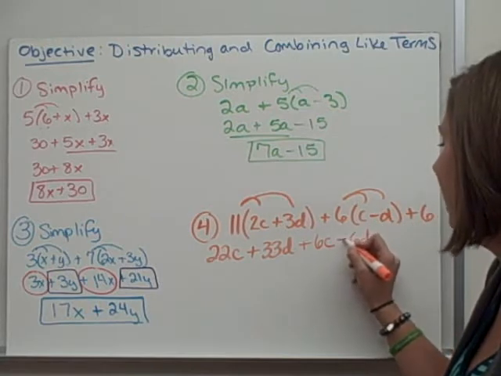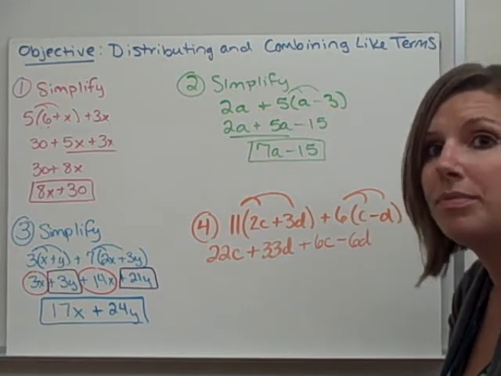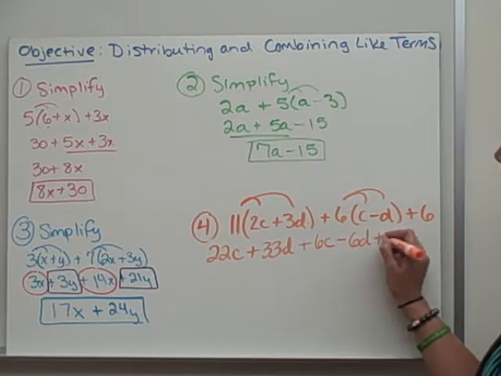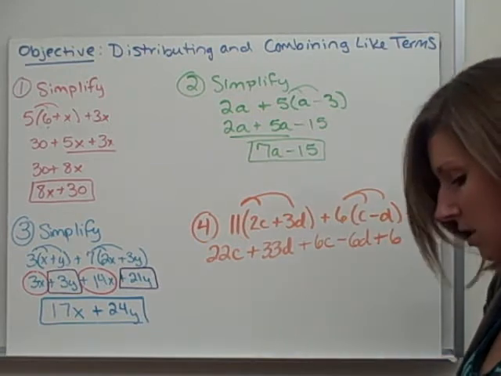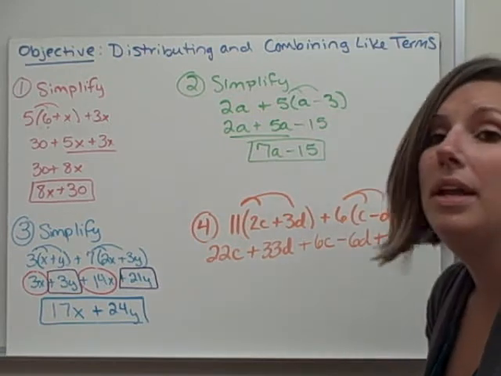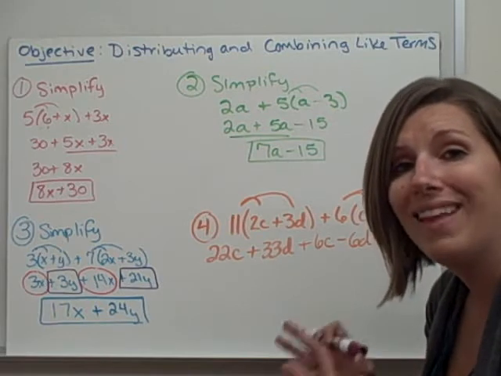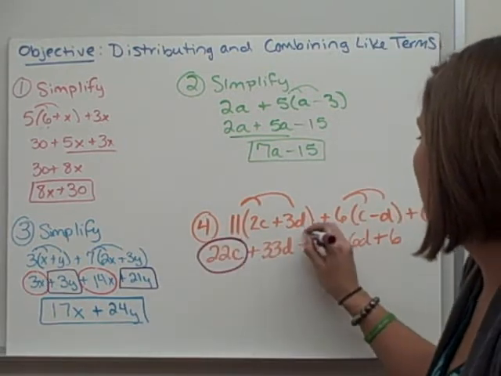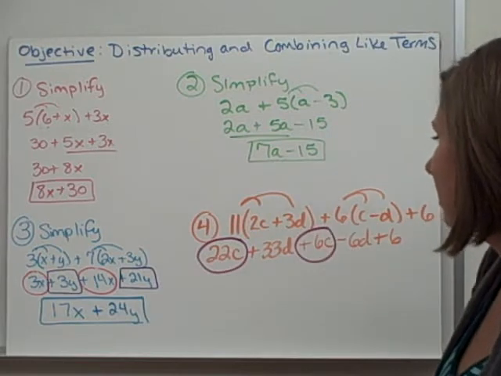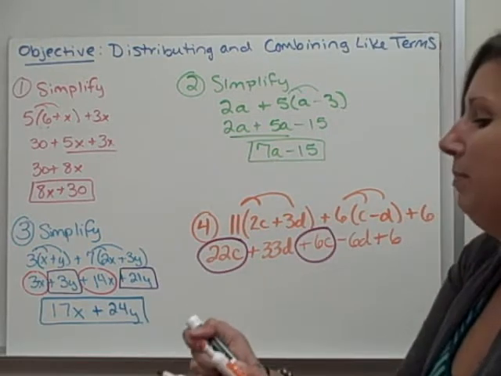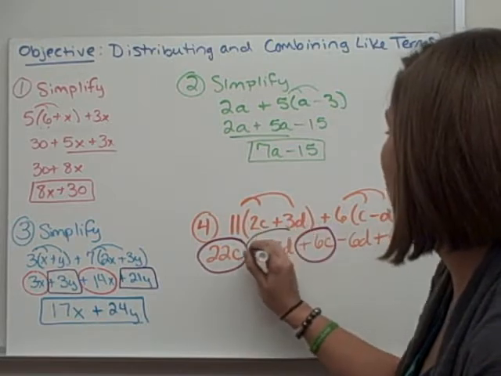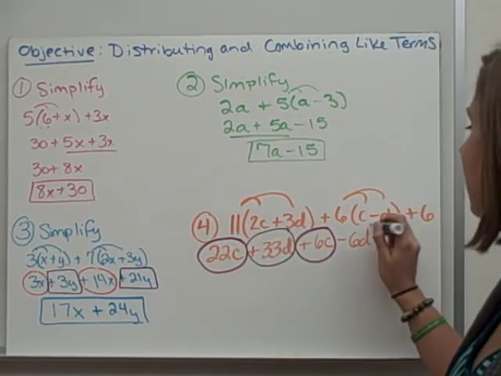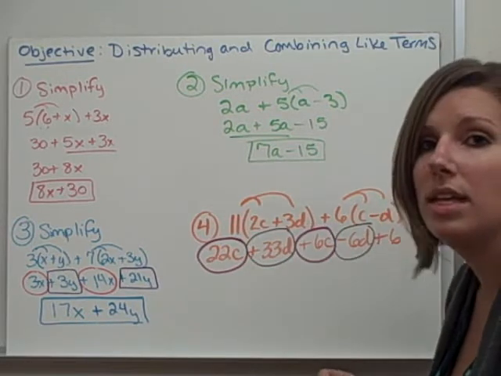I need to bring that down in front of my term. And then on the end of my problem is a plus 6. Well, let me go ahead and start circling and identifying my like terms. 22c's plus 6c's. Let's see if this black one will work. I've got positive 33d's, take away 6d's.